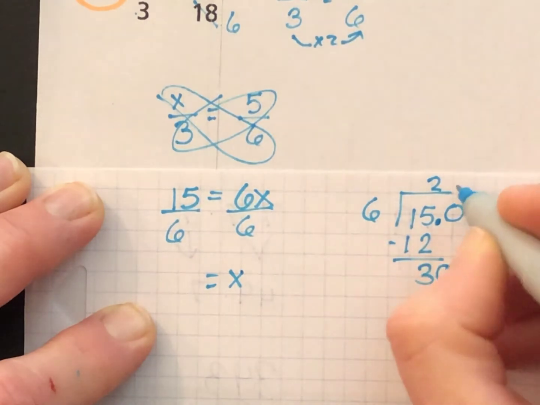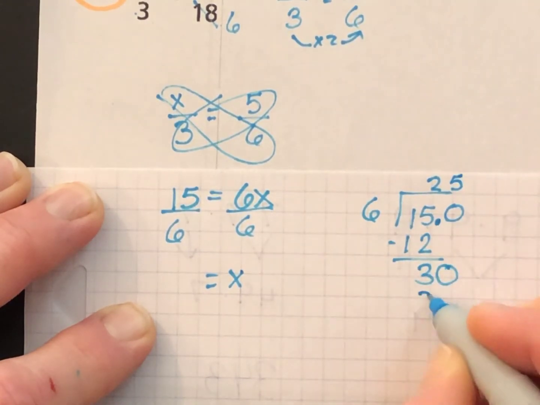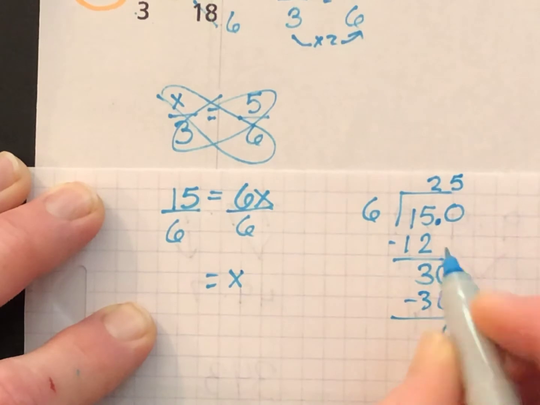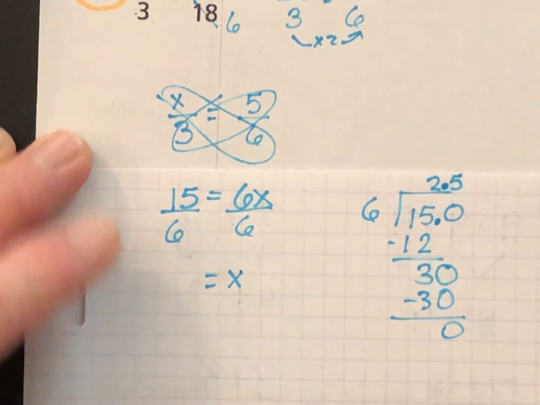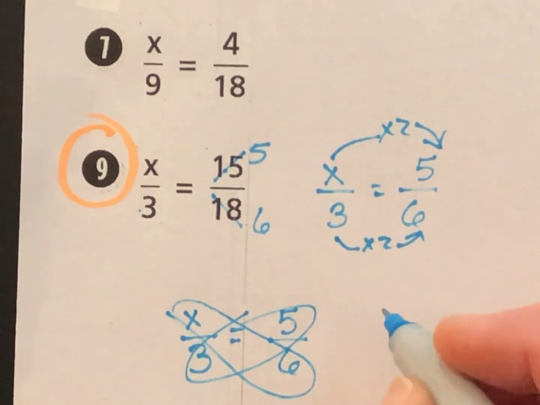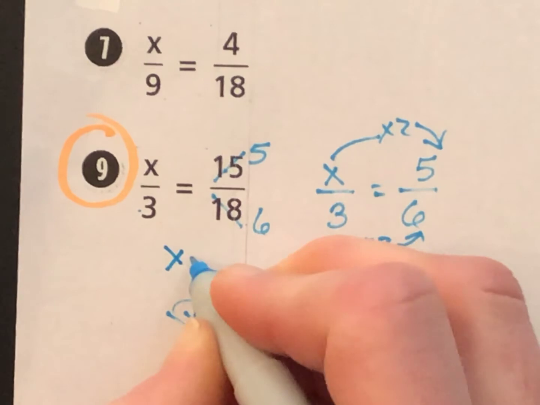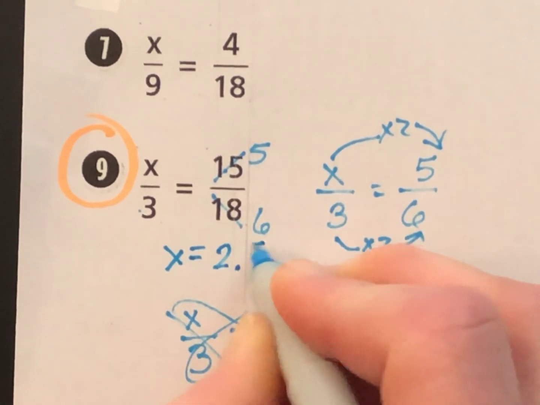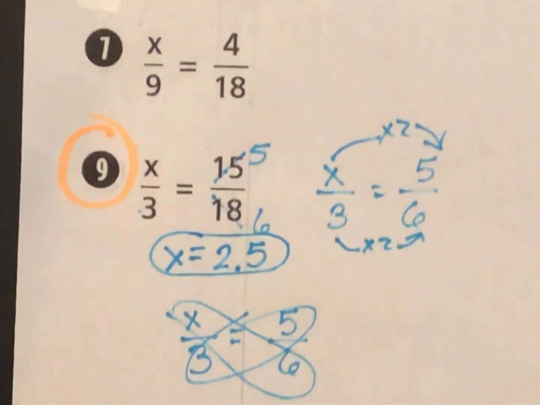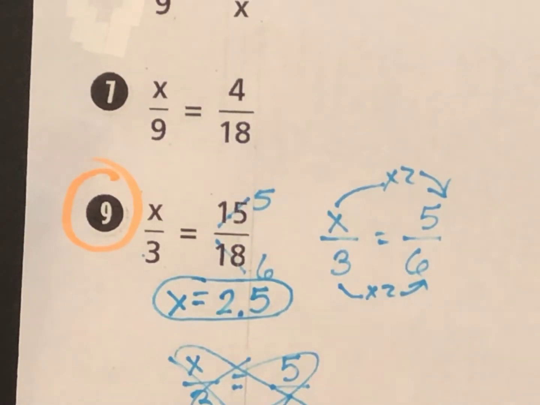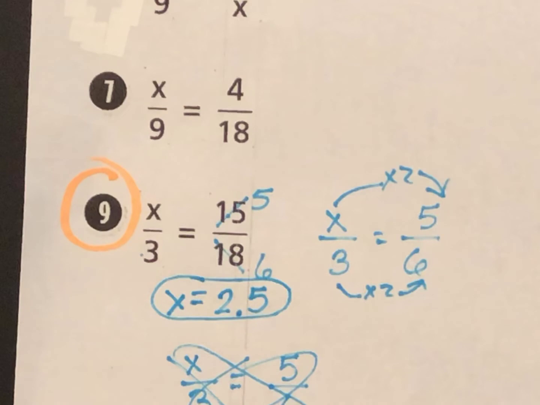6 goes into 30 5 times. 5 times 6 is 30. Okay. Bring up my decimal. Ha! My answer is 2.5. Ha! I figured it out. In this case, x equals 2 5/10, or 2 1/2. There we go. I did a lot of work around here, so nice to be able to circle my answer.